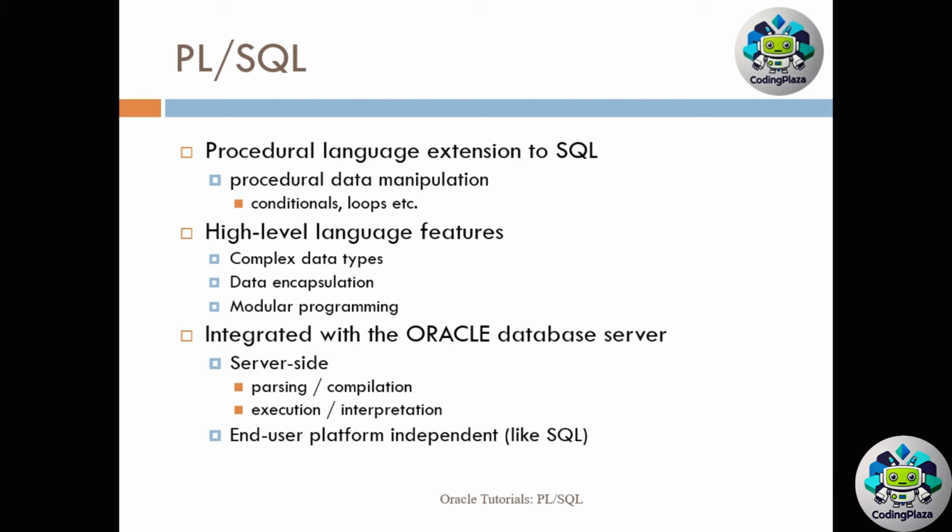So procedural data manipulation, conditions, loops, etc. will be there. And high level language features, that is complex data types and data encapsulation. Complex data types include long data, blob data, and file handling, which will be covered in later videos. Data encapsulation means hiding the code, and you only execute the implementation by calling a stored method. That's the definition. And modular programming, meaning modules like packages and jobs.